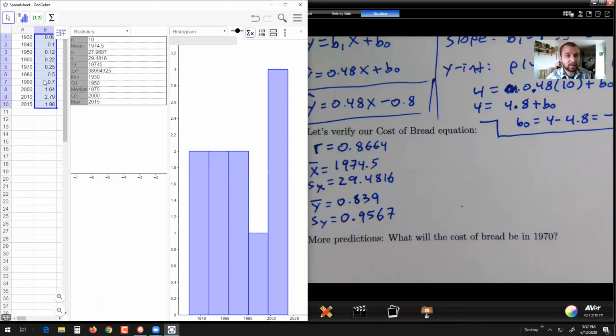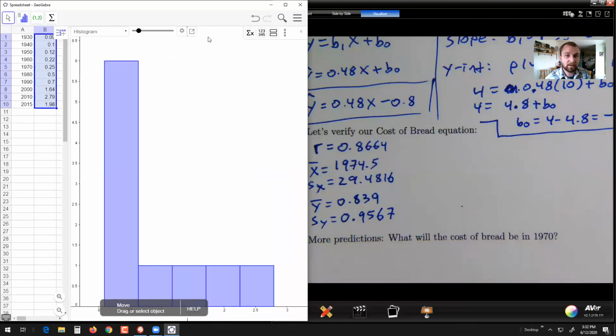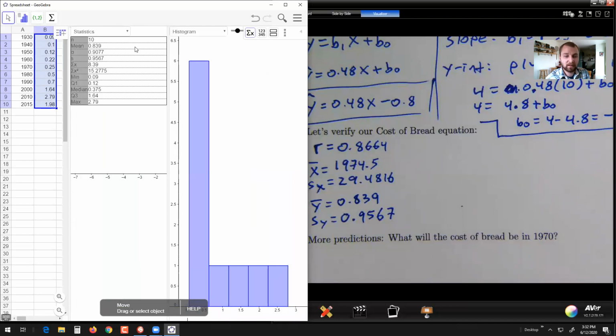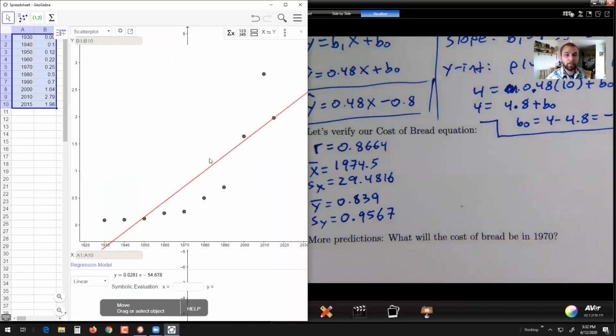I can do the same thing for the second list. I can highlight the second list. One variable I'm analyzing here. I'm hitting the thing with that sigma x, and it gives me both my average, 0.839, and my standard deviation, 0.9576. So that's the way that I can calculate those values inside of Geogebra. I'm pulling back my lineup for something later.